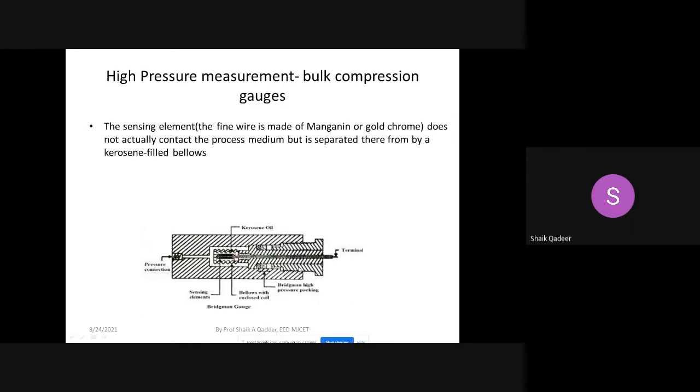So here, in order to trap the change in resistance information, we make use of a Wheatstone bridge, right? In which one of the arms is this one. This is one of the arms, right? Hope it is clear to everybody. Okay, this is the Wheatstone bridge. So this is about high pressure measurement.